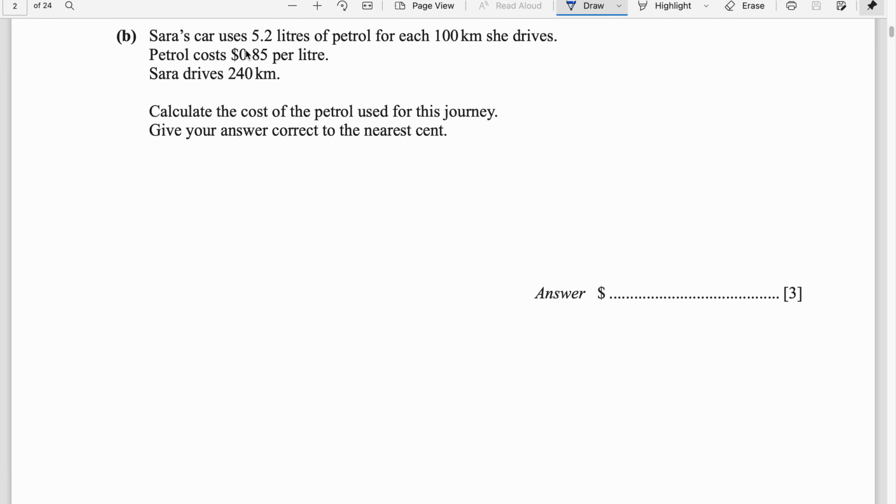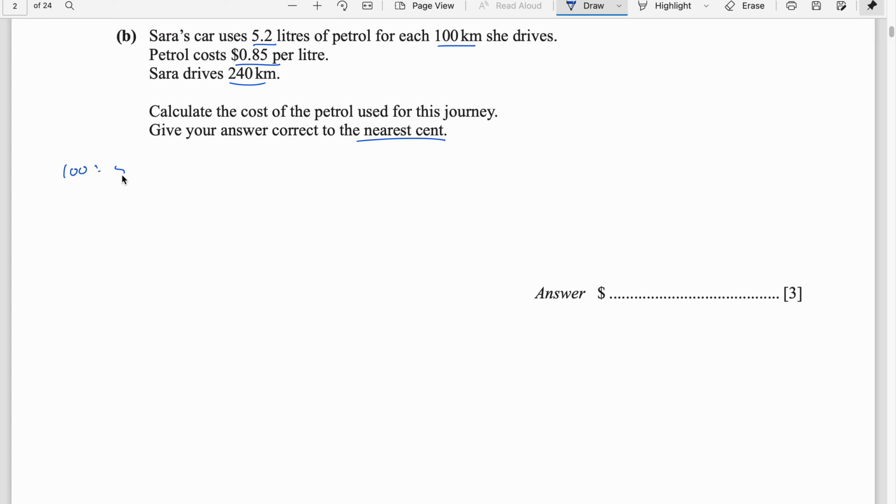B part. Sarah's car uses 5.2 liters of petrol for each 100 kilometers. Petrol costs $0.85. Sarah drives 240 kilometers. Calculate the cost of petrol used for this journey. Give your answer correct to the nearest cent.